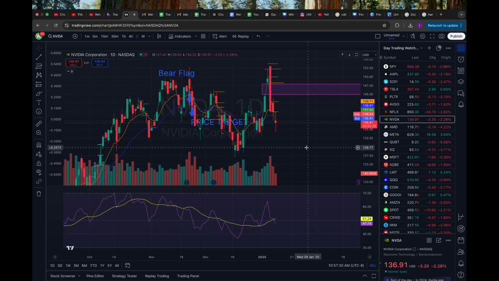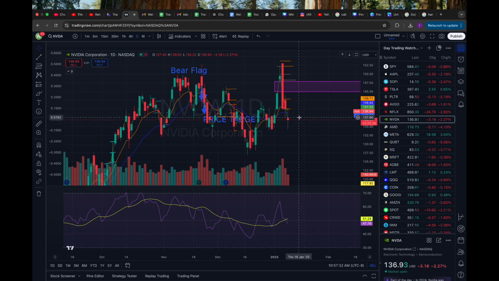So NVIDIA is still down. Yesterday, or on Wednesday, NVIDIA opened at, well, let's look at this one right here. On Friday, January 3rd, NVIDIA closed at 144. On Monday, NVIDIA opened at 148. So it gapped up $4, right?